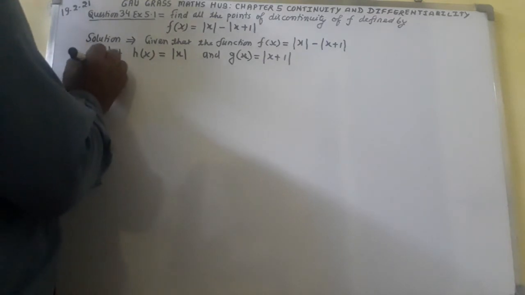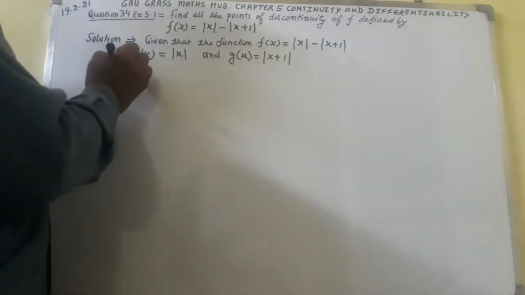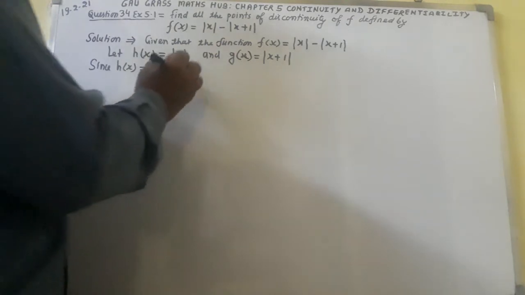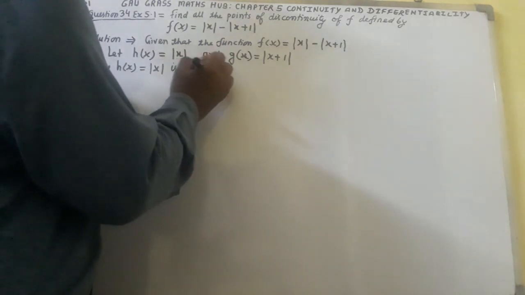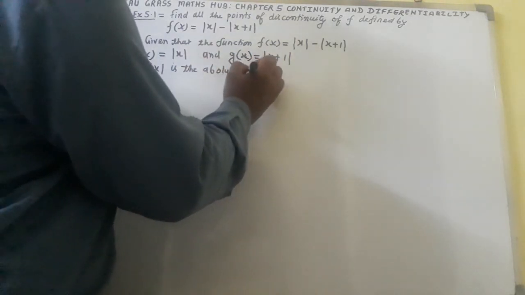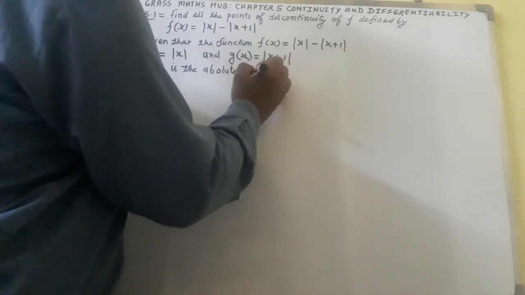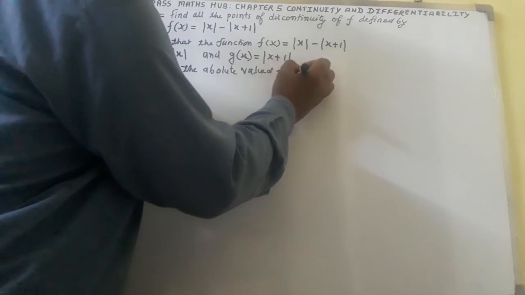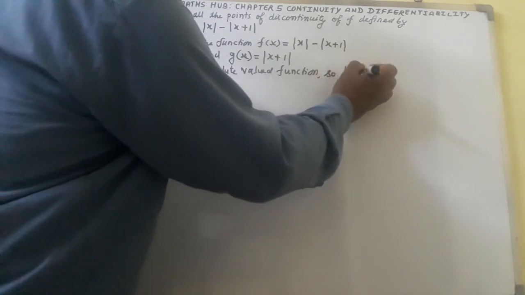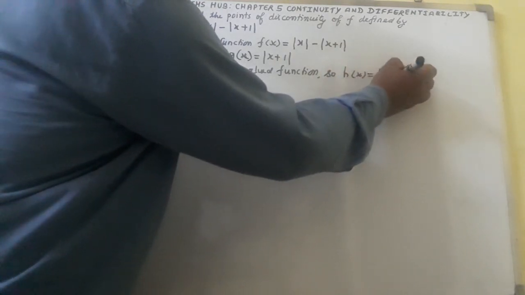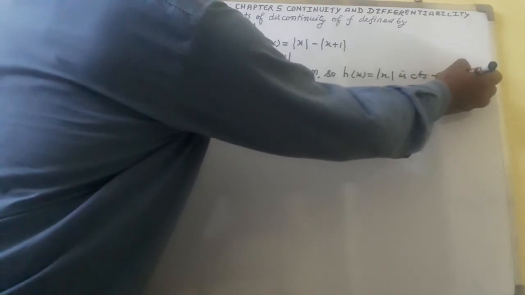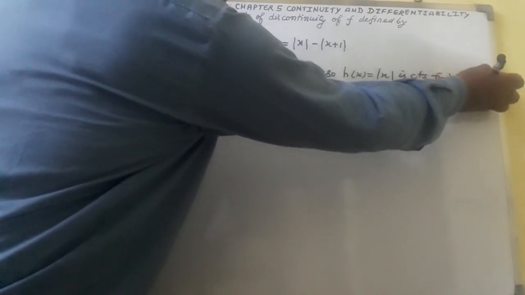Since h of x is equal to mod x is the absolute valued function, so h of x is equal to mod x is continuous for all x belong to set of real number.